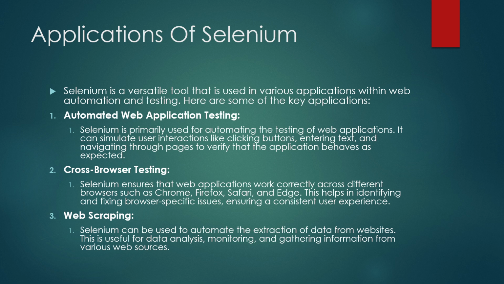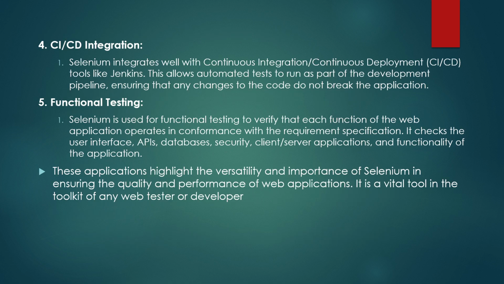Web scraping. Selenium can be used to automate the extraction of data from websites. This is useful for data analysis, monitoring, and gathering information from various web sources. CI/CD integration. Selenium integrates well with CI/CD, that is continuous integration and continuous development tools like Jenkins. This allows automated tests to run as a part of the development pipeline, ensuring that any changes to the code do not break the application.